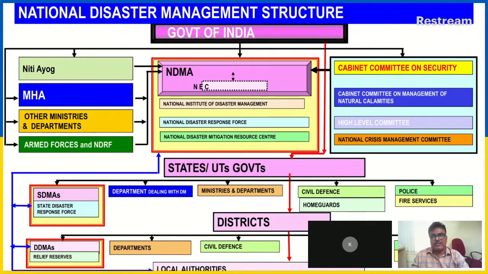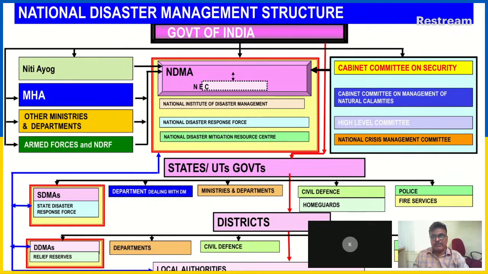Below that, we have the National Institute of Disaster Management for training and research activities at the central level. Also, there is a National Disaster Response Force. NDRF is set up at the national level, and its units are located across the country. We have the National Disaster Mitigation Resource Center also. So this is the institutional setup at the national level.